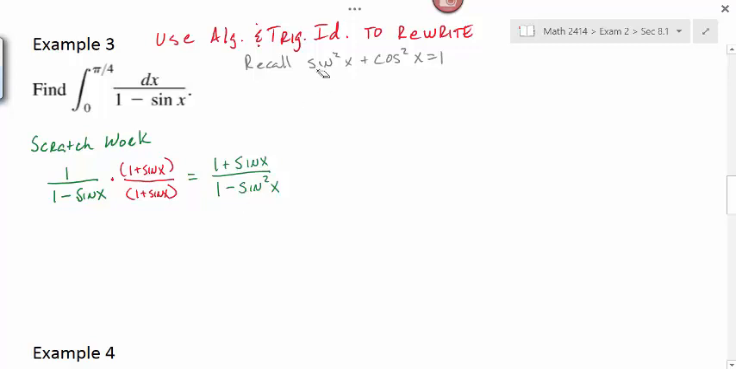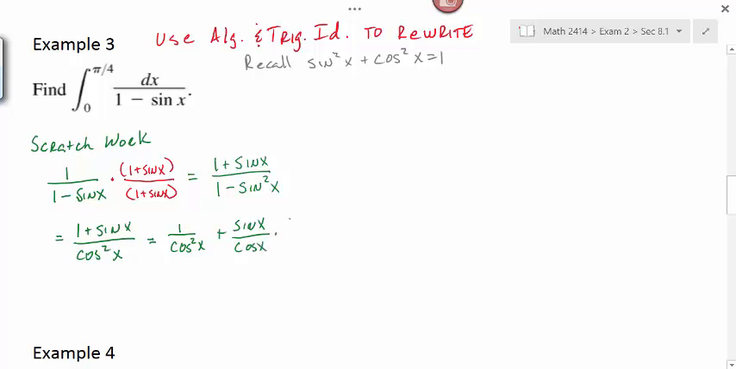If I were to subtract sine squared from both sides of this equation, 1 minus sine squared would be equal to what? Cosine squared. So I'm going to say this is 1 plus sine x over cosine squared x. Because there's a single expression in the denominator, I can distribute that denominator and rewrite this as 1 over cosine squared x plus sine x over cosine squared x.